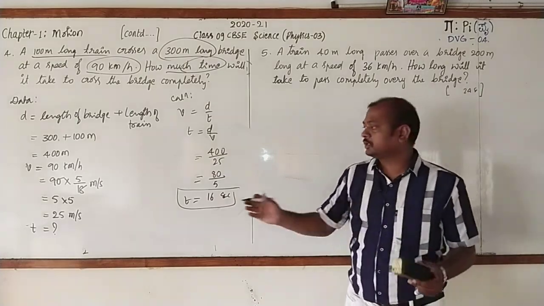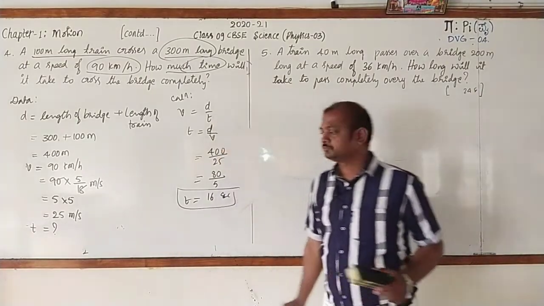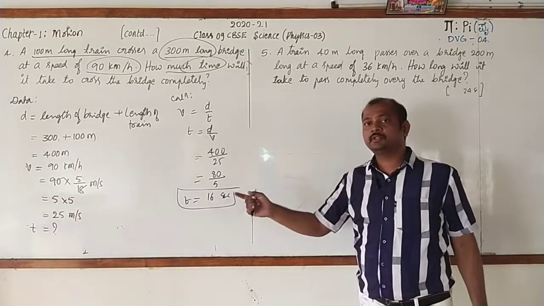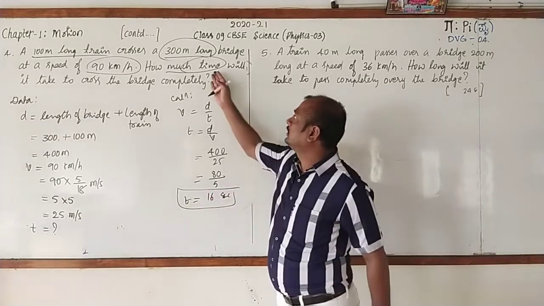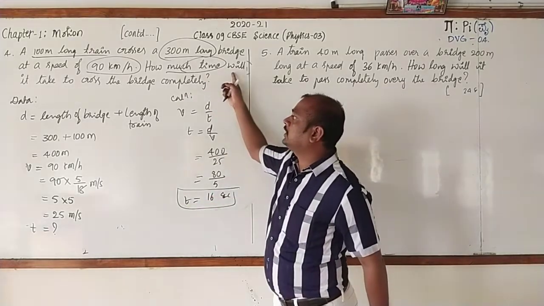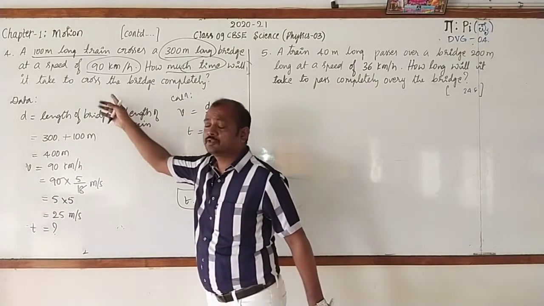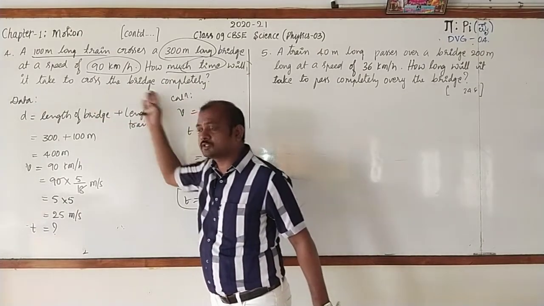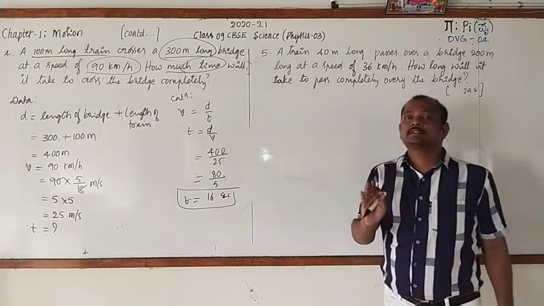I hope that you all can write the conclusion. Let me repeat that conclusion. Conclusion is, therefore, the time taken by the train to cross the bridge is 16 seconds.